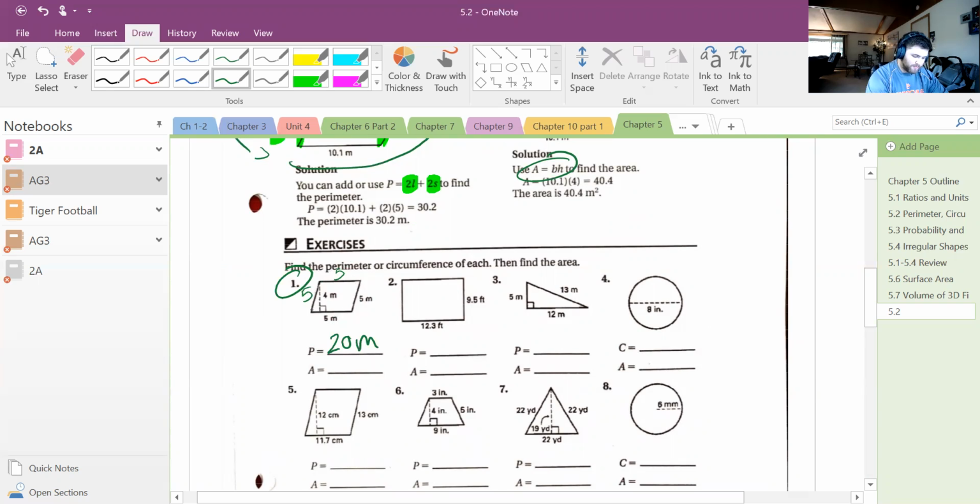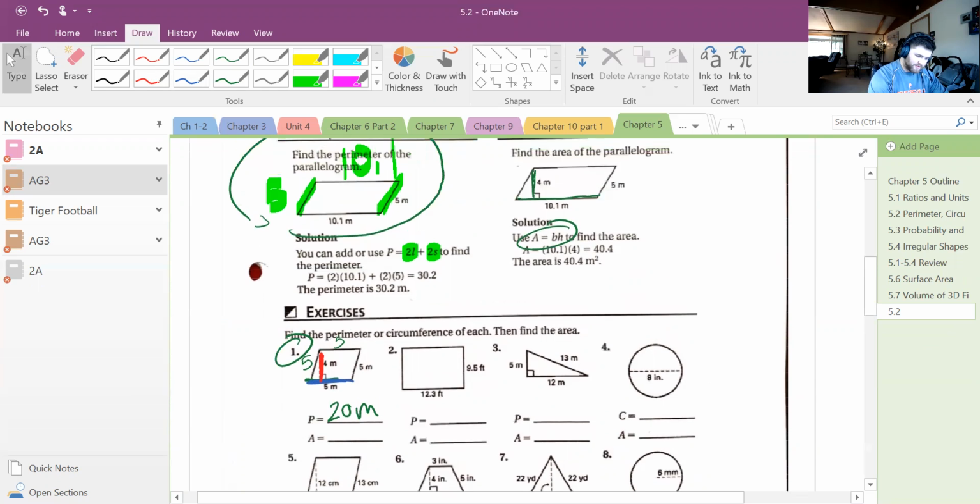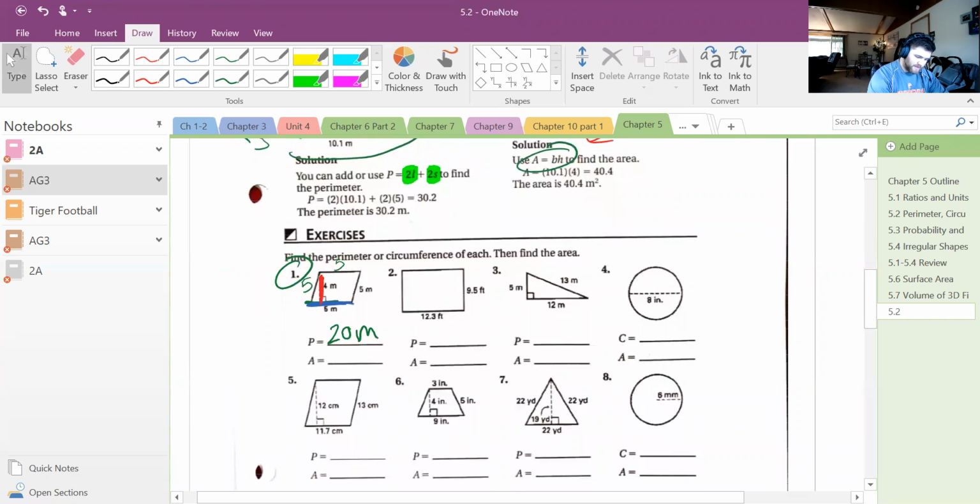Okay, area is your base times your height. Okay, it's just like this one. My base is going to be 5 times my height, which is going to be 4. Which, hey, what do you know? It's also 20. 20 meters, what though? Squared. Okay.